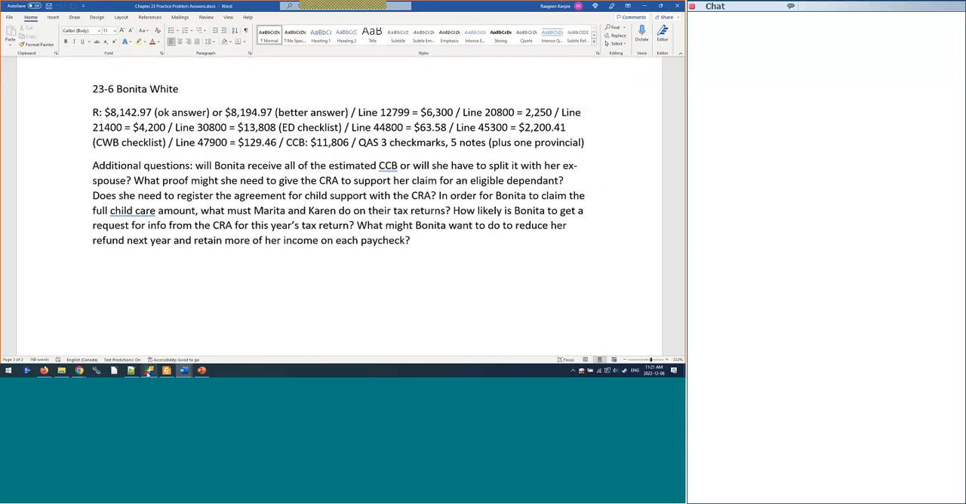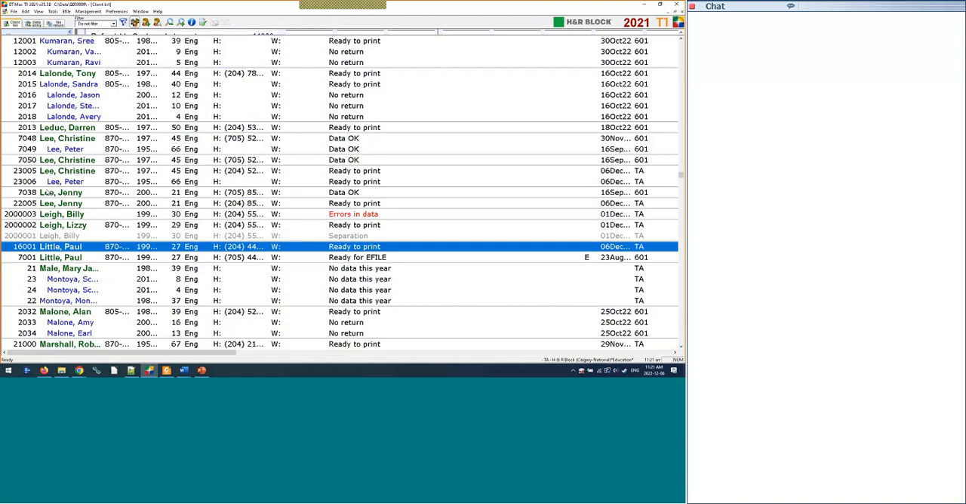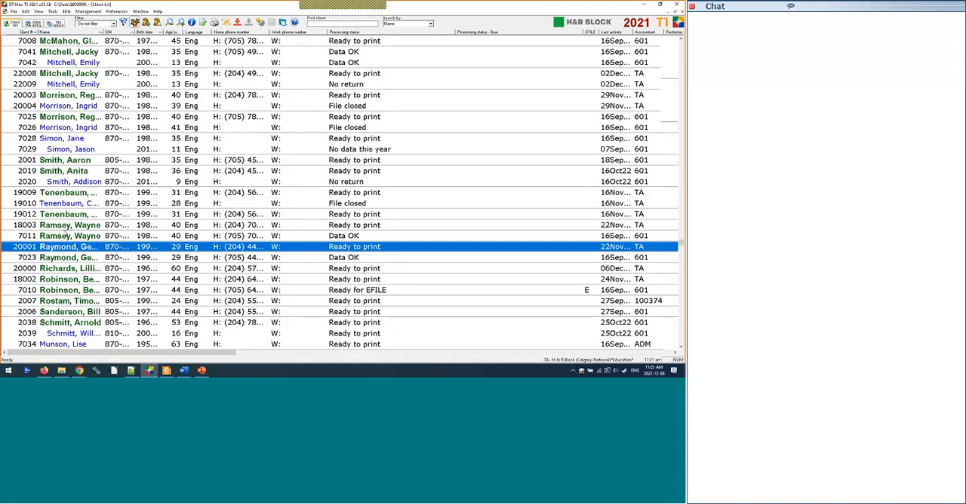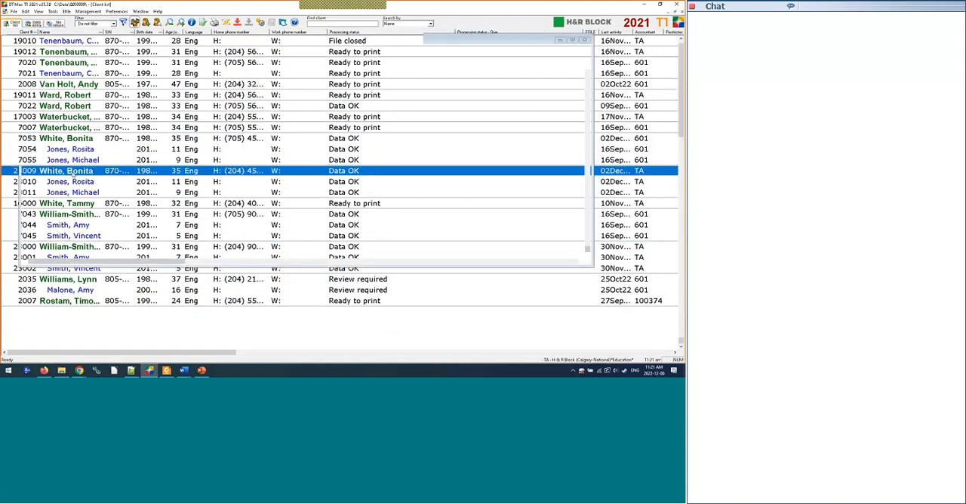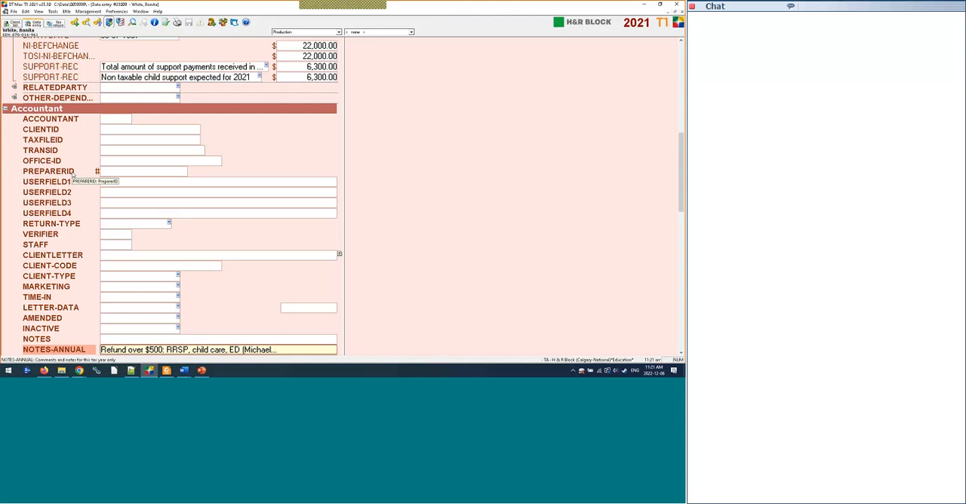All right, if I do the return now, I'm going to go into Bonita White, which is under W for me. I have added the children as dependents. We should be doing an eligible dependent checklist, making sure she's entitled to claim them. She is receiving child support, so he can't claim them as long as there's no other impediment. As long as they are living with her, she will be entitled to eligible dependent.